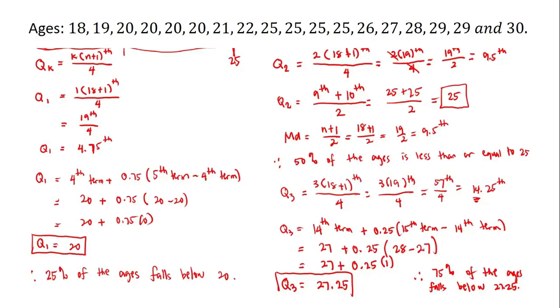Using the same example from the previous topic on quartiles, let us try to draw a box and whisker plot. Again, this set of data are the ages of 18 random students in a certain university. Q sub 1 is 20. Q sub 2, or the median, is 25. Q sub 3 is 27.25. And we know that the minimum value is 18 and the maximum value is 30.